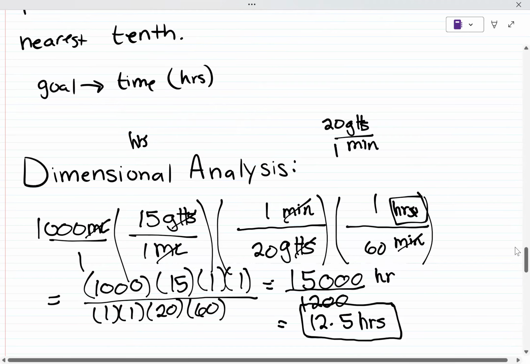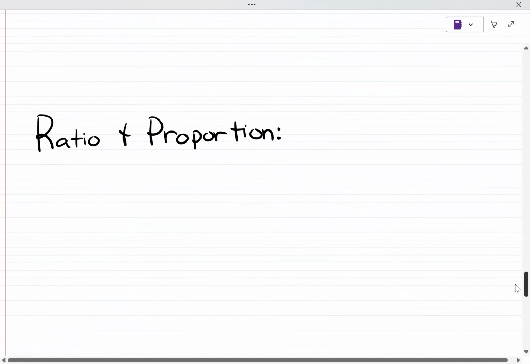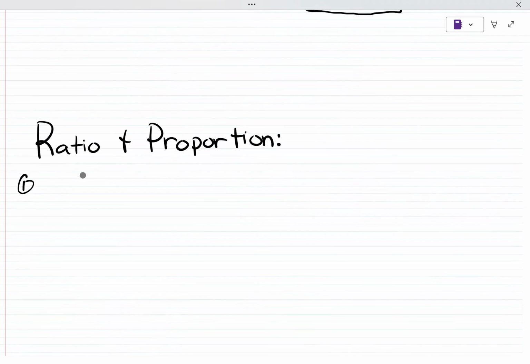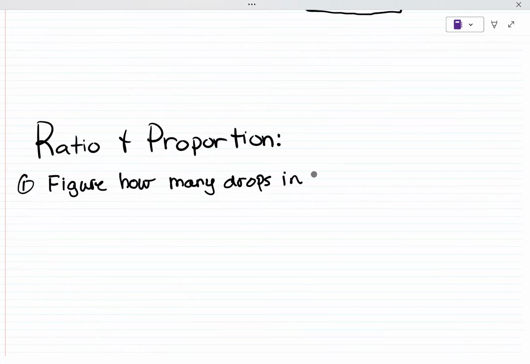Okay, let's do the same problem using ratio and proportion. When you're dealing with this, I don't really like it, but before you start your ratio and proportion, you first have to figure out how many drops are in 1000 milliliters.